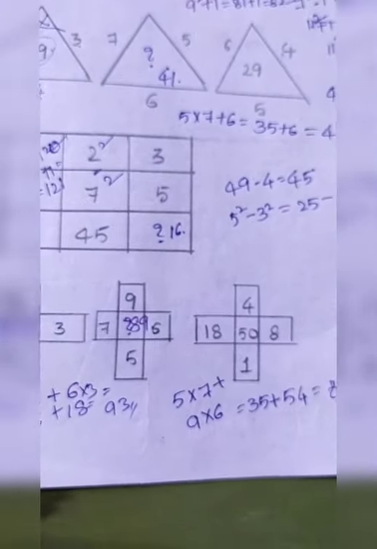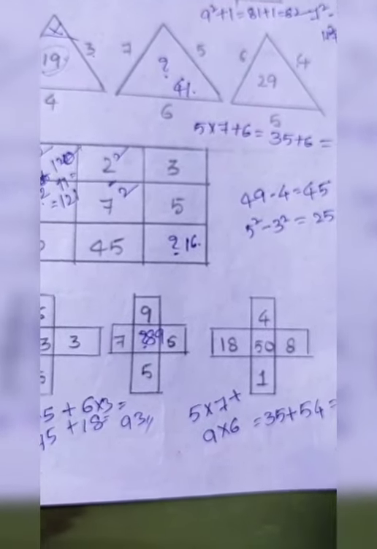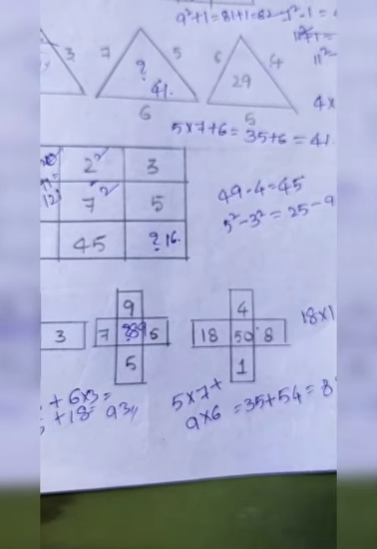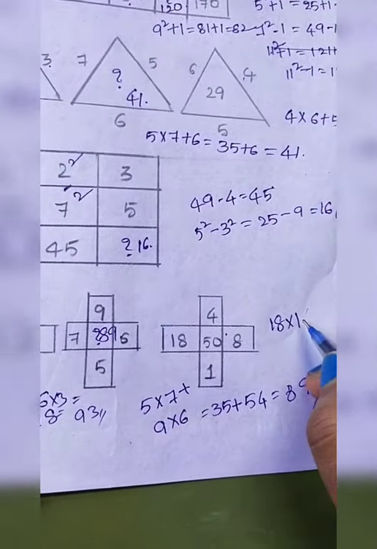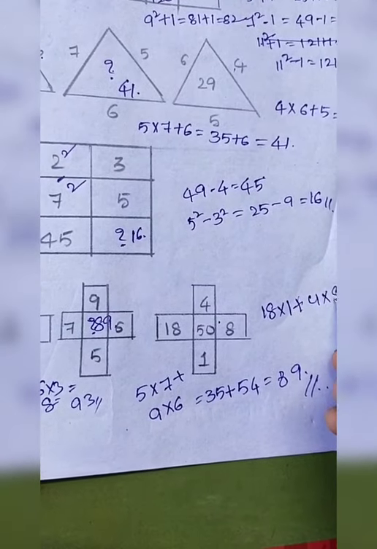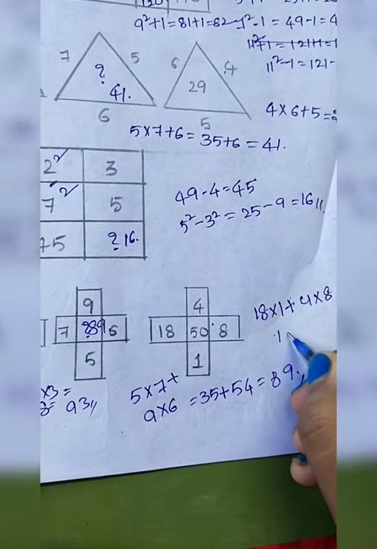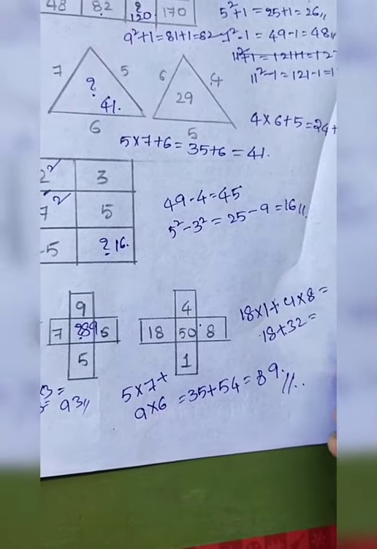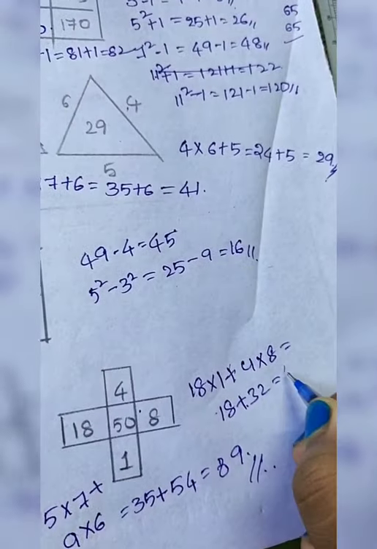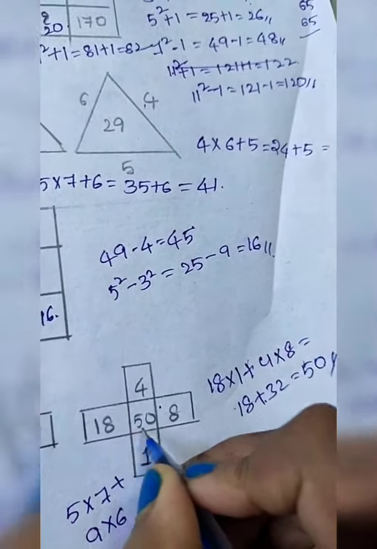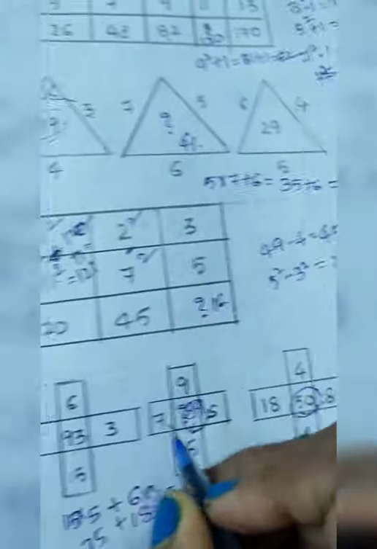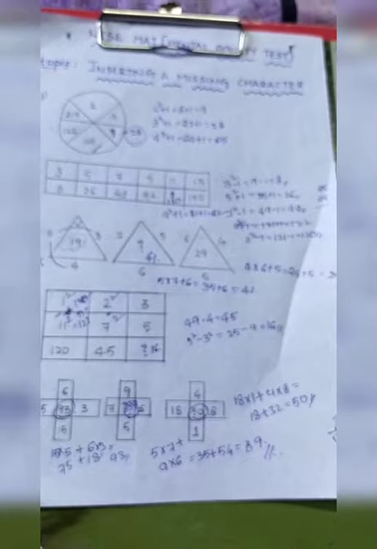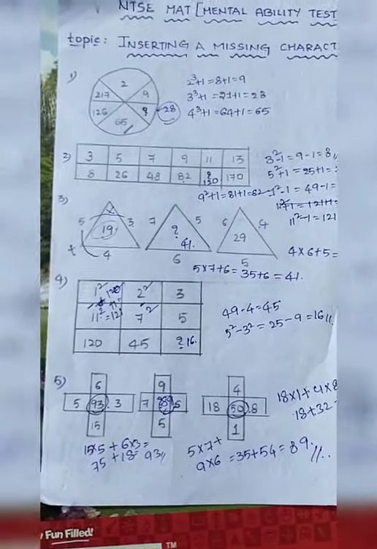And if you have any more doubt whether it is correct or not, let's check for this also. 18 into 1 plus 4 into 8. 18 into 1 is 18 plus 4 8s 32. And 18 plus 32 is 50. So we got the answer 50 and here is 89 and here 93. So we solved all the problems of today.